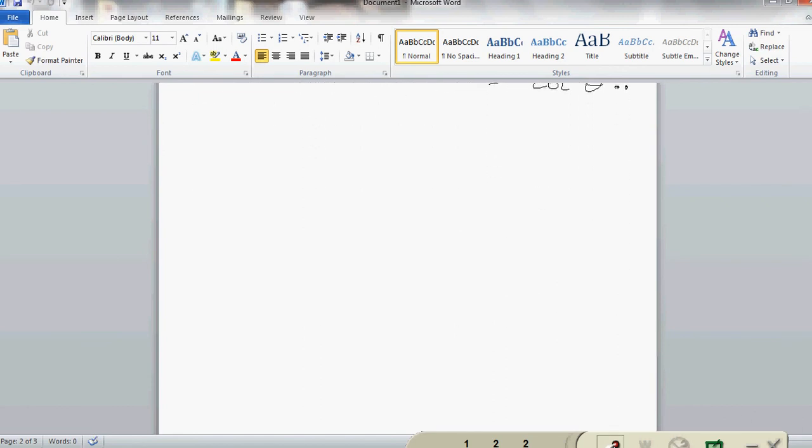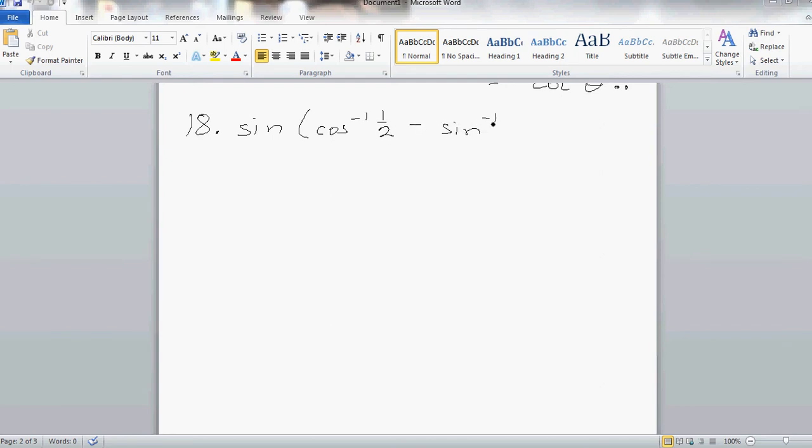The final group asks us to find exact values. So number 18, we are taking the sine of arc cosine of 1/2 minus the arc sine of root 3 over 2.